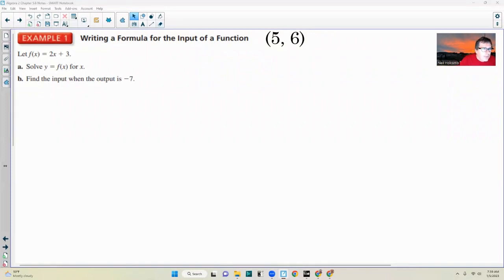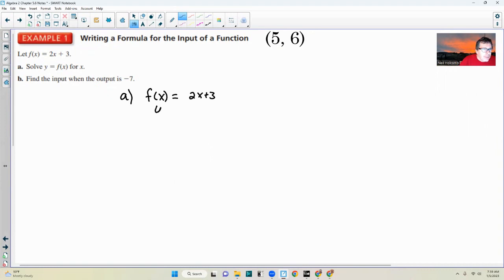Okay, so example 1 says, writing a formula for the input of a function. It says let f of x equal 2x plus 3. Solve y equals f of x for x. Okay, so what do they mean by that? Well, first thing you're going to do is rewrite the problem. So you write f of x equals 2x plus 3. Okay, just copy the original. Now it says solve y equals f of x for x.